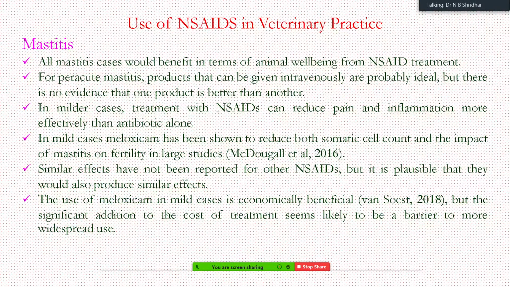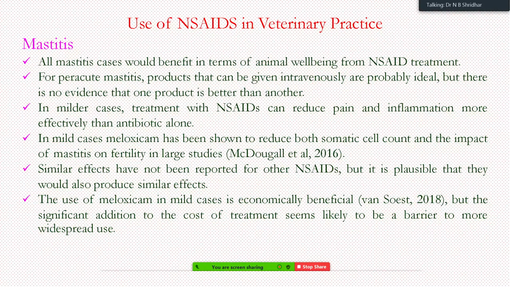For peracute mastitis, products that can be given intravenously are preferably ideal, just like meloxicam, but there is no evidence that one product is better than another. So we need to see whether it is beneficial or carries certain risk. In milder cases, treatment with NSAIDs can reduce pain and inflammation more effectively than antibiotic alone. So the antibiotics, no doubt, are to be given, but apart from the antibiotic therapy, the NSAID therapy is going to help a lot.